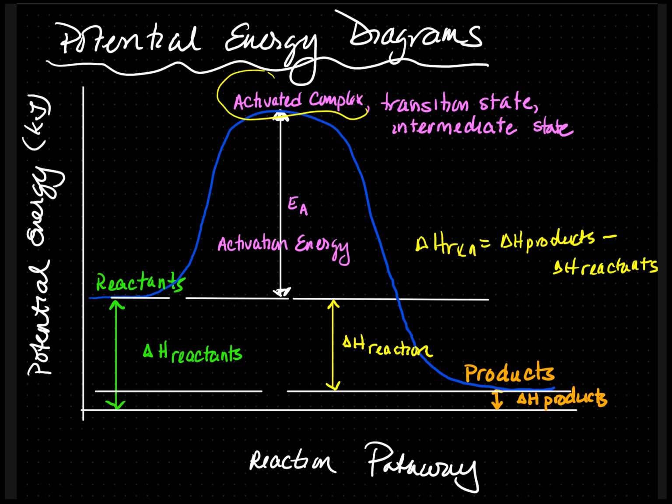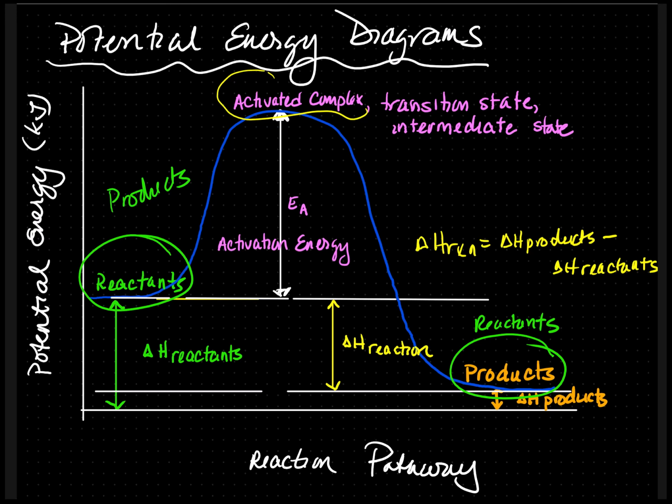The activation energy is always measured from the reactant to the top of the energy hill, or the peak of the hill where the activated complex is located. If this reaction is a forward reaction, then the reactants are on the left side and the products are on the right side. If it's a reverse reaction, then the products now become reactants and the reactants now become products. So that means starting this unit, a lot of the equations are going to be reversible.